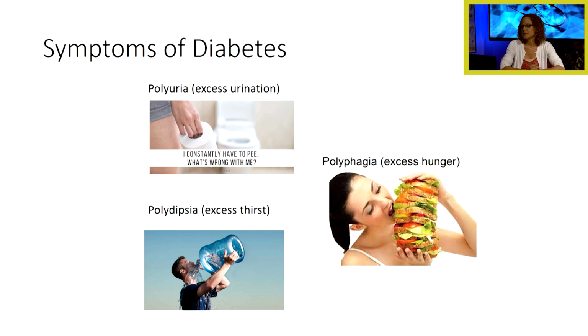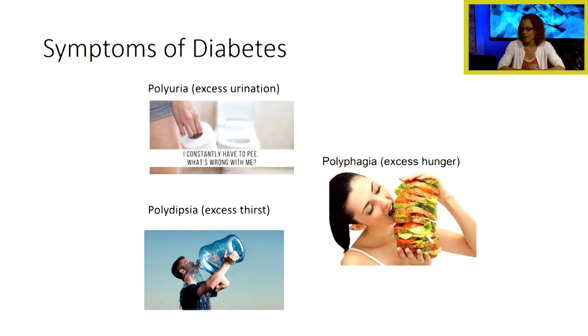So let's talk about some of the symptoms of diabetes. Polyuria is excess urination. They may feel like they are constantly needing to go to the bathroom and urinate. The reason for this is that there is a lot of sugar in their blood. It's kind of spilling over into their urine, and water tends to follow sugar. And so a lot of their water will be pulled into their urine, and they will be peeing a lot.